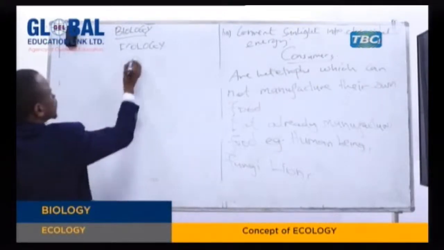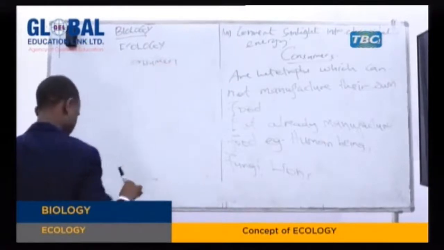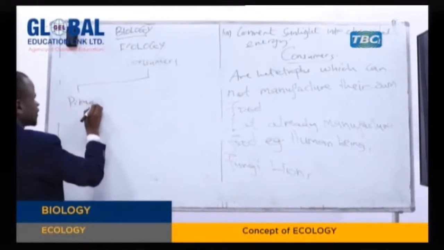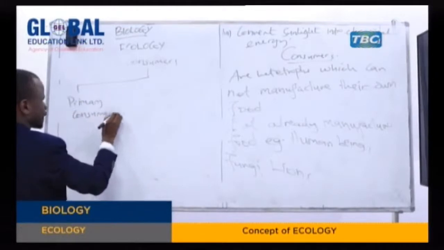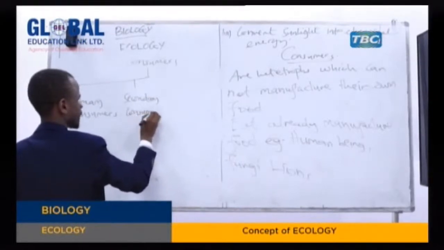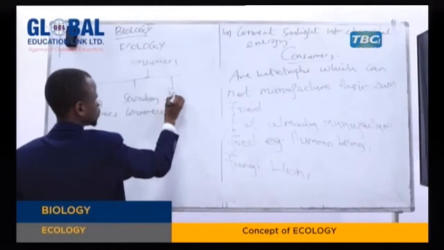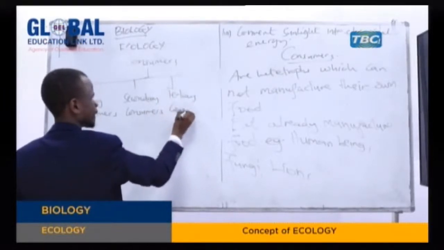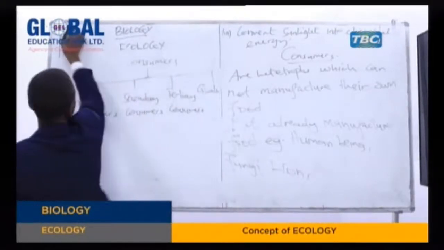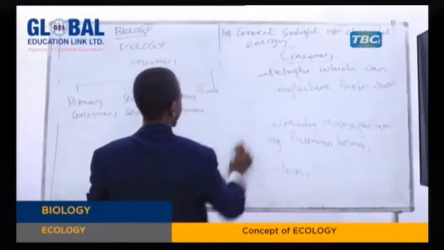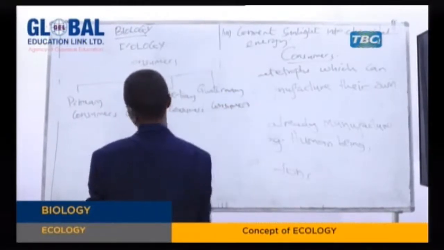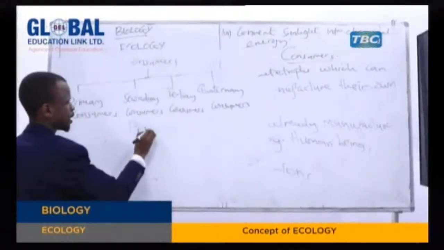My student, we have consumers here. Consumers, we have primary consumers. We have secondary consumers. We have tertiary consumers. We have quaternary consumers. Let us see one after another. Primary consumers.